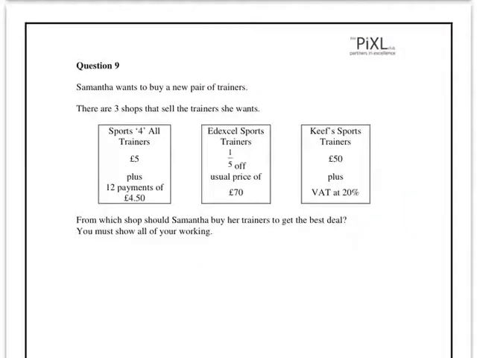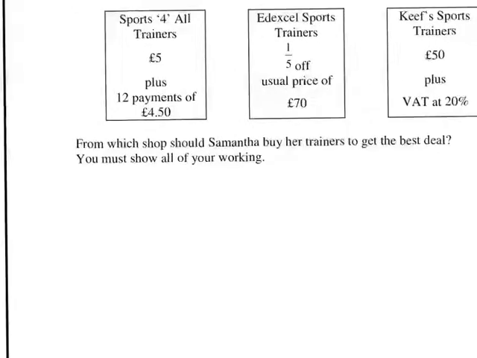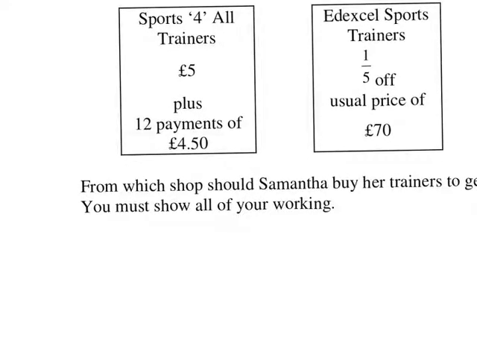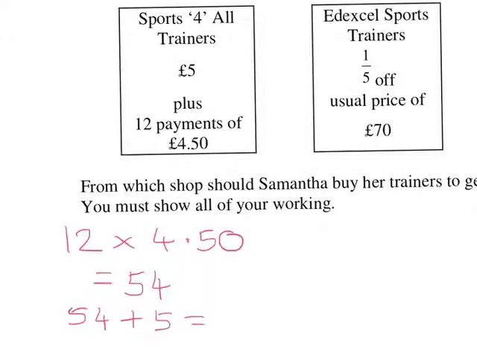Okay, so here we have 3 different shops selling trainers, and we need to work out how much each trainer costs. It's asking us to see where the best deal comes from, but we can't just write down the name of the shop. We need to show some working as well. Let's start off with the left hand side, the Sports for All trainers. We're starting off with £5 plus 12 payments of £4.50. So let's work out what 12 times £4.50 is, and that's going to be £54. Then we need to add on the initial £5, so 54 add 5 is £59 in total.